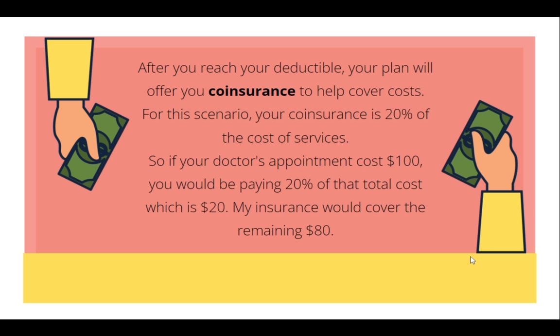After you reach your deductible, your plan will offer you co-insurance to help you cover cost. This is usually a percentage of the cost of your medical service. So for this example, your co-insurance is 20% of the cost of services, similar to getting 20% off when you're shopping at a store. If your doctor's appointment costs $100, then you would only be paying 20% of that total cost, which is $20. Remember that your deductible, copay, and coinsurance all vary based on the type of plan you choose.